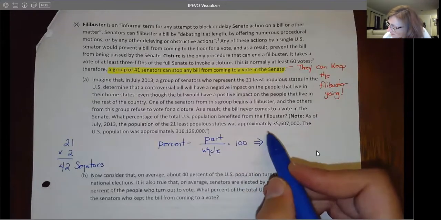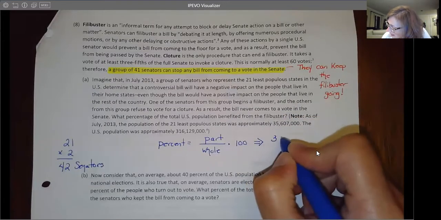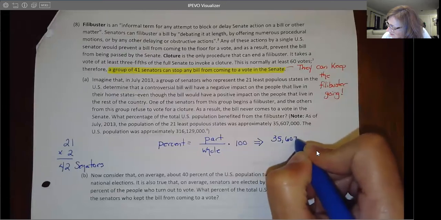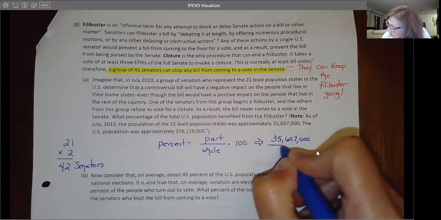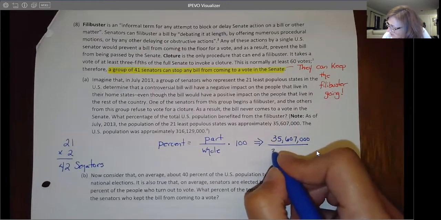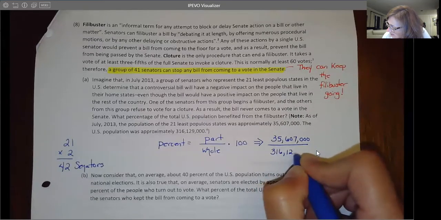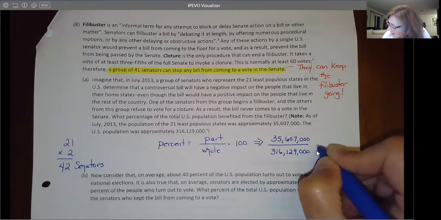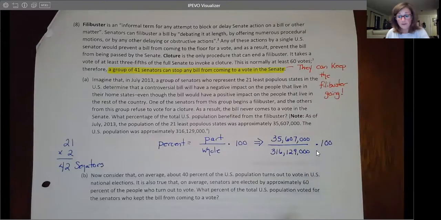So the part is going to be the population of the least populous states. The whole is going to be the entire population of the U.S. at that time, times 100. Right? Don't forget the times 100. So you guys pull out your calculator. Pull it out. I've got mine right here. You guys do it. I'm going to do it, and we'll see if we get the same thing. Plunk this in your calculator. Don't wait for me. Go ahead and do it. Be engaged with the material.